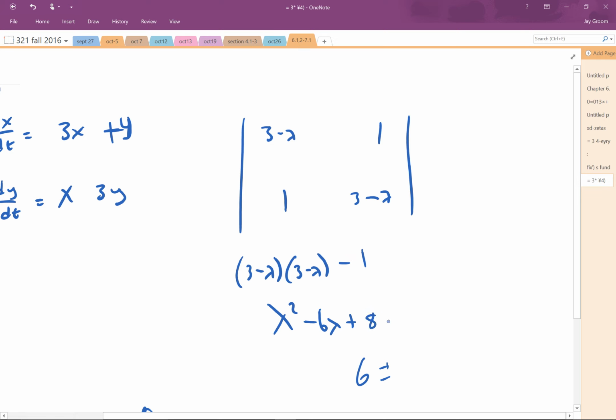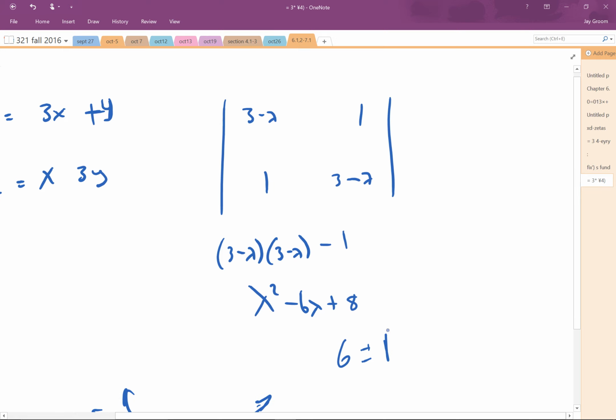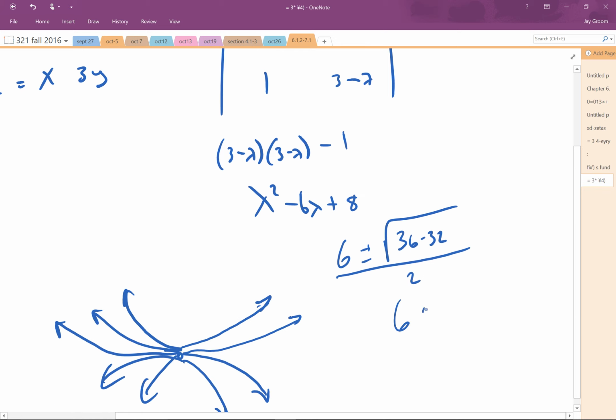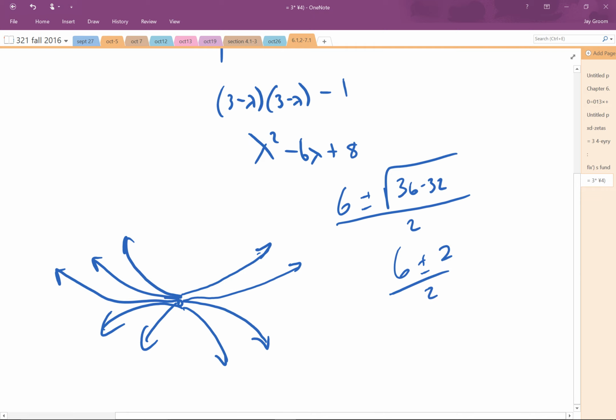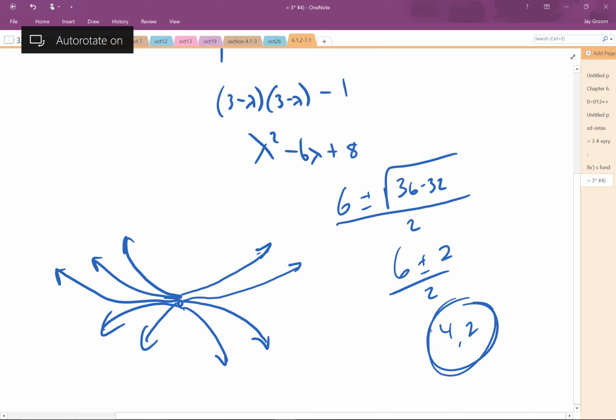Yay. I think it's going to work. Yay, it is going to work. So it's going to be 36 minus 32. It's like I planned it or something. And so it's going to be 6 plus or minus the square root of 4, dummy. So 6 plus or minus 2 over 2. So 8 over 2 is 4, and 4 over 2 is 2. So that guy right there, they're both positive, but they're not equal.